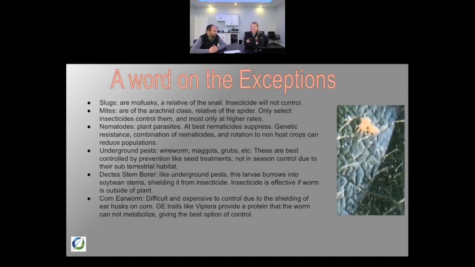Let's talk a little bit about them and how, as we can see on the slide, they're different. They're not an insect. So spider mites in a dry year are going to be a concern. That's where they thrive, and the spider mites are going to be on the underneath side of the leaf, and they're almost microscopic, very hard to see.